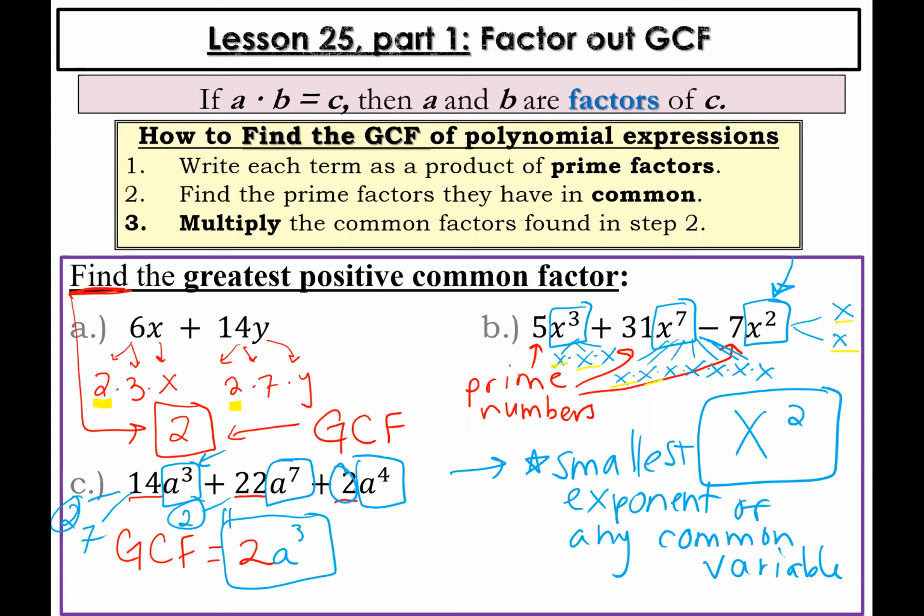So each of these problems involved finding the greatest positive common factor. We looked at the terms, we broke them down, either by writing things out or in our head, and then we found what the terms had in common. It might be a number like 2, it might be a variable like x or a, and if it's a variable, we're going to take the smallest exponent for that variable to find the GCF. Now, where all of this is going is that for the most part, we're going to not only need to find the GCF, but also factor it out. So that's going to lead us to our next set of problems here.